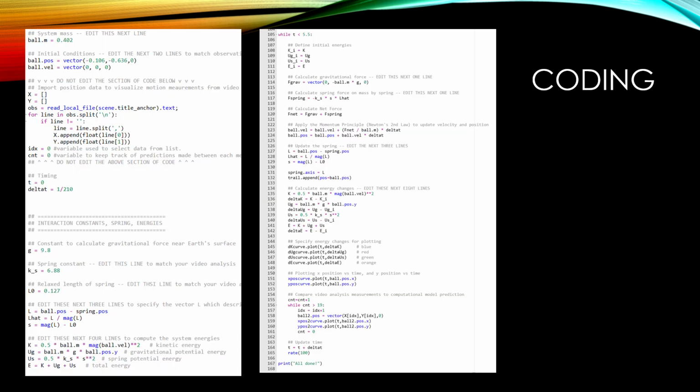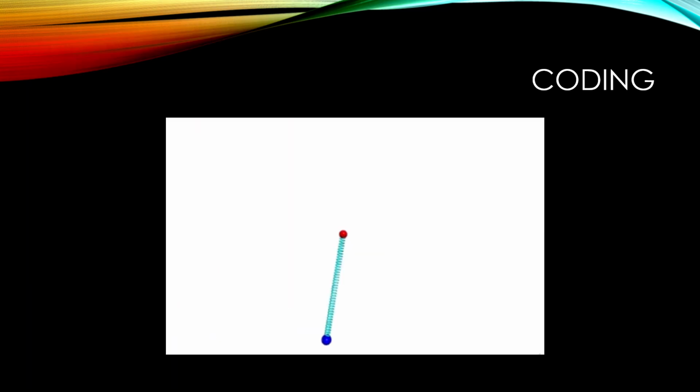Here are some snippets of my code. On the left, I have the initial setup, the initial mass, position, velocity, etc. And then here on the right is the main loop of the code where I calculate the net force, update positions and velocities, update the length of the spring, and update the energies. Here's a video of the output of my code. The blue ball is the computational model, and the other one is the experimental observations.